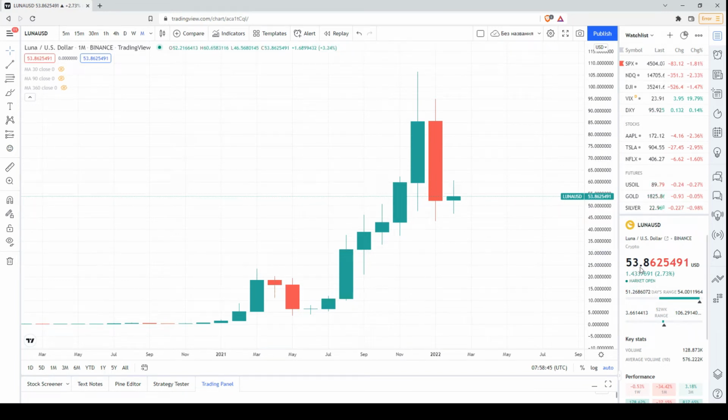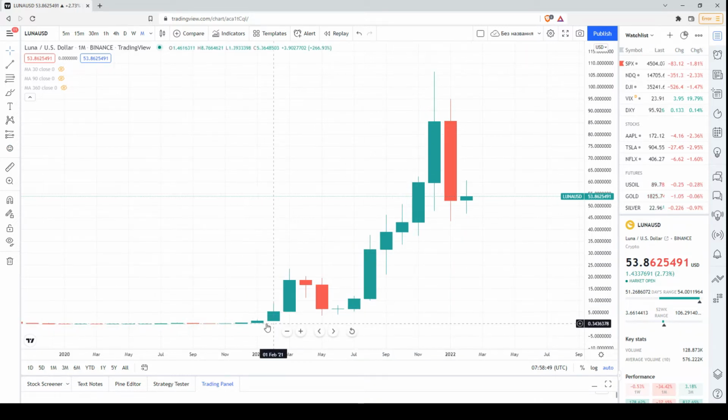Let's analyze the price chart of Terra or Luna, currently trading at the level of $53.86. In 2021, in the first couple of months of the year, there was a solid price increase followed by some kind of correction, and the price increase resumed in the second half, or in the summer, of 2021. The price skyrocketed. On a monthly basis, it recorded all-time highs.